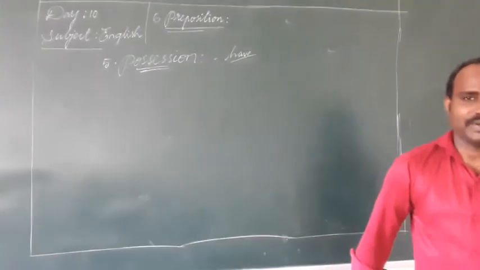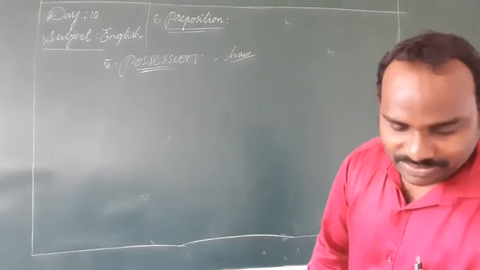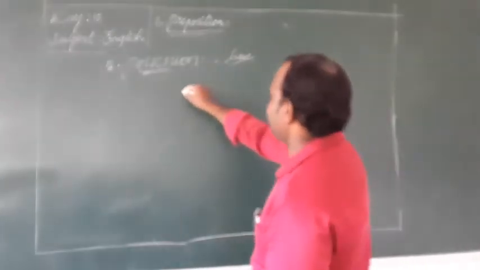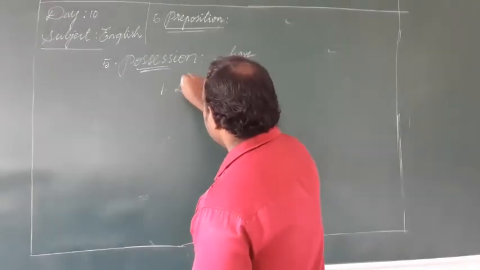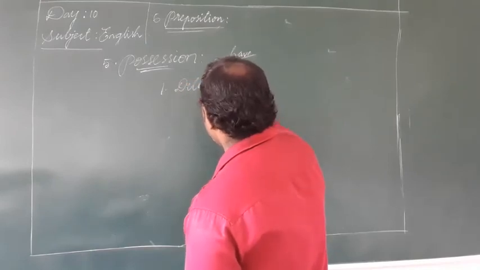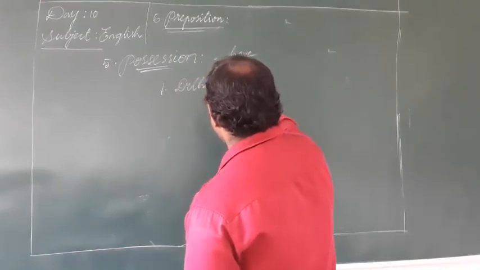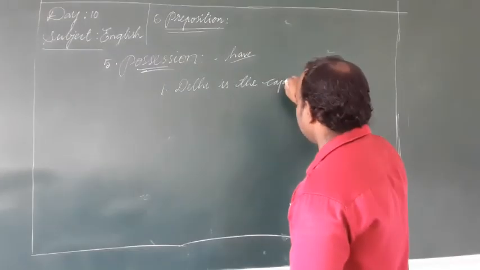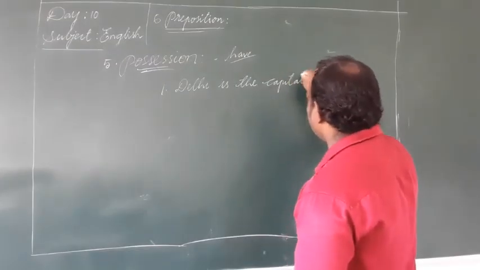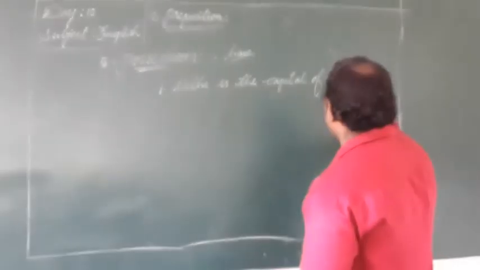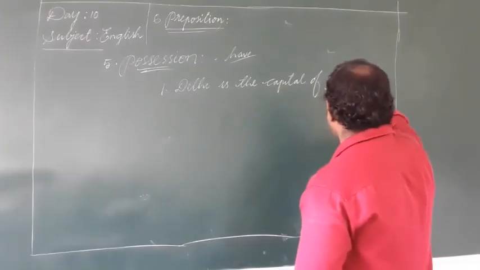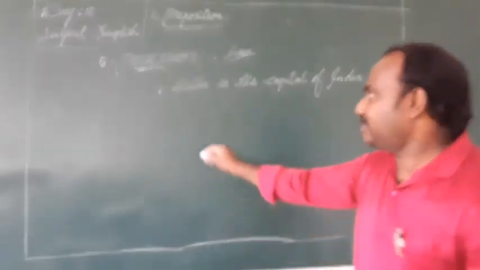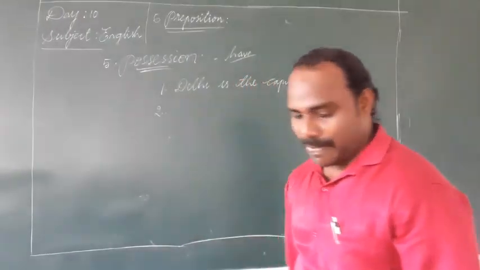Kalayumitam in Telugu language. We'll see some sentences. Delhi is the capital of India. First sentence. Delhi is the capital city of India, or the capital of India. Enough. Delhi is the capital of India. Next. Sentence 2.